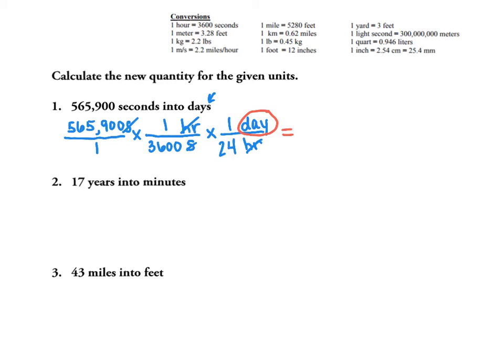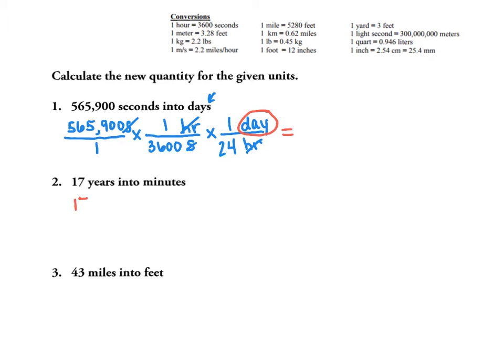Now I'm going to have you do the answer on your own. Take that big number in your calculator, divide it by 3,600, and then divide that by 24, and you will get the right answer. Okay, so let's take a look at number 2, 17 years into minutes.